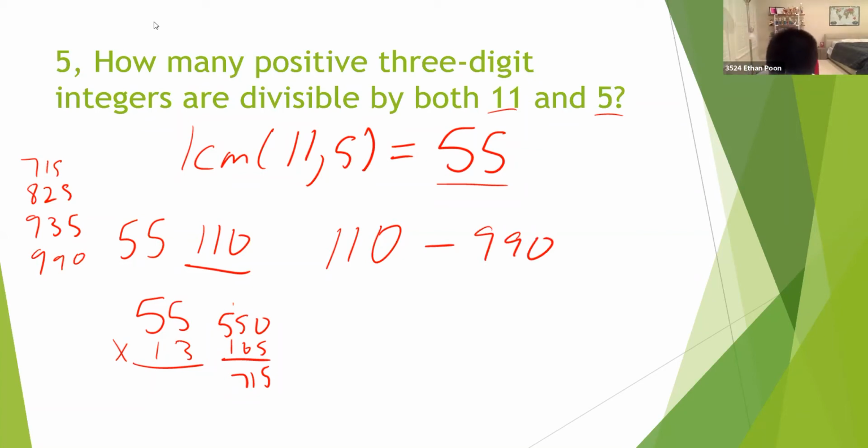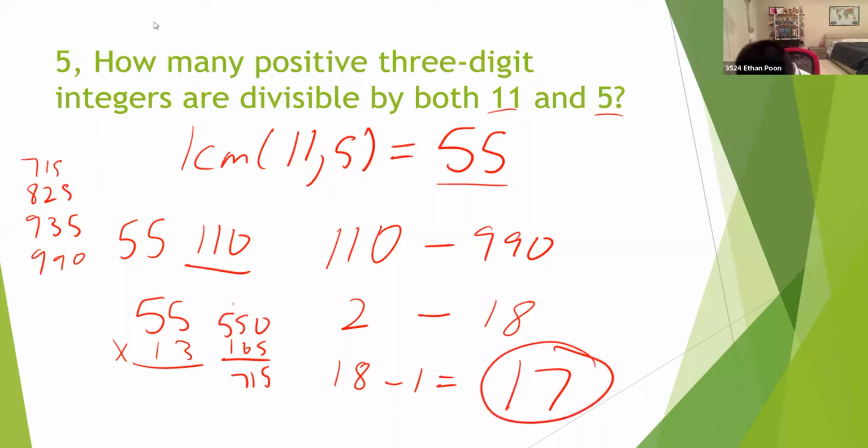110 over 55 is 2, and 990 divided by 55, as we said earlier, is 18. So now all we have to do is count the numbers from 2 to 18. And this is inclusive, which means we do count 2 and 18. So all we have to do is 18. And then since we're not counting 1 because 55 is not a three-digit number, we subtract 1. And I think we get 17. So do you guys have any questions? If you do, you can send me in the chat. Otherwise, I'd better move on.